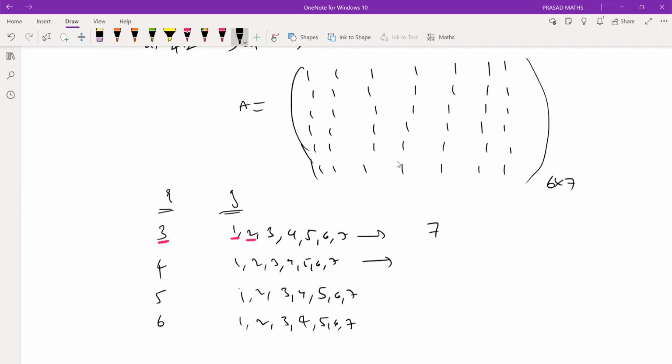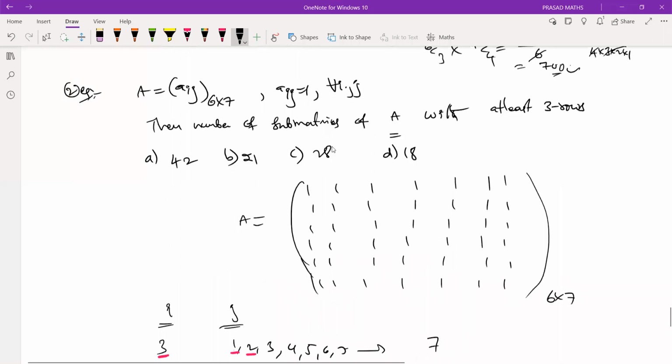Similarly here, it is also 7. Number of submatrices of order 4 by 1: only 1, so 7. Similarly, number of submatrices of order 4 by 2: only 1, up to only 7. So this is also 7. Total is 28. Is it clear? So 28 is the answer.